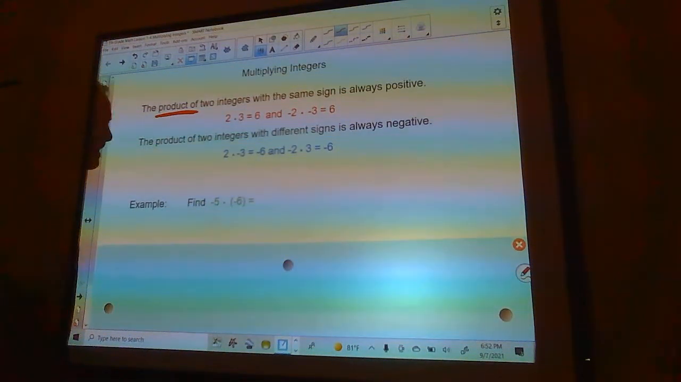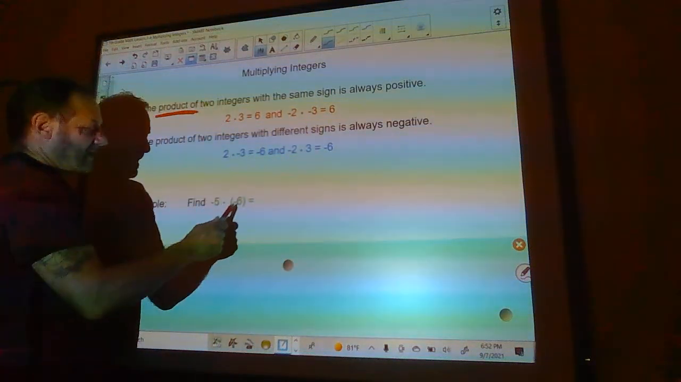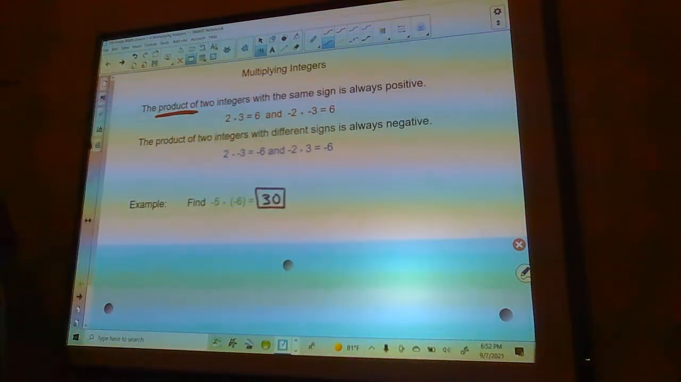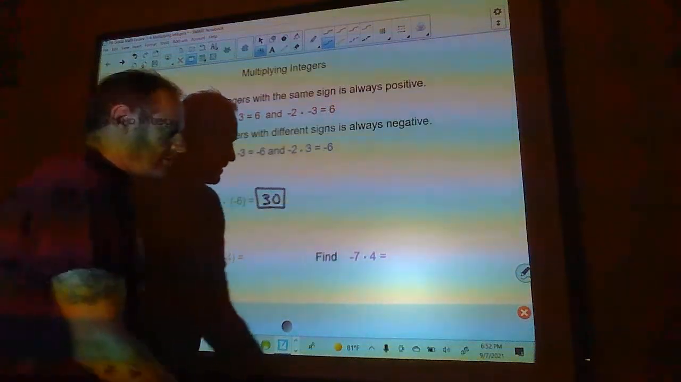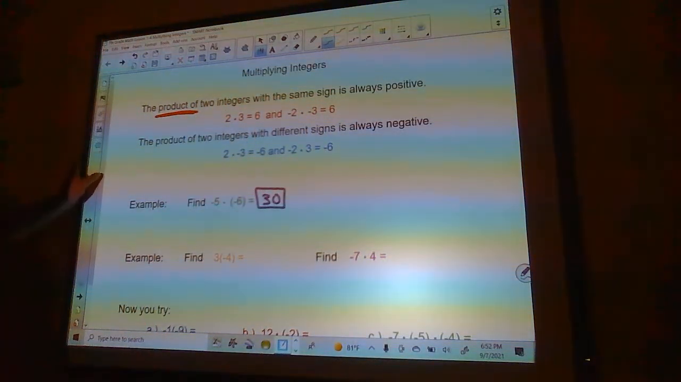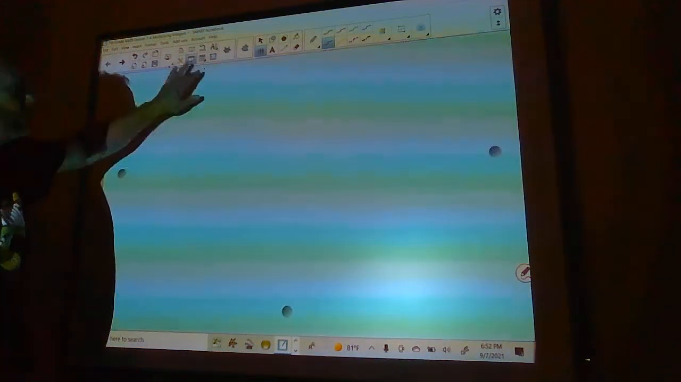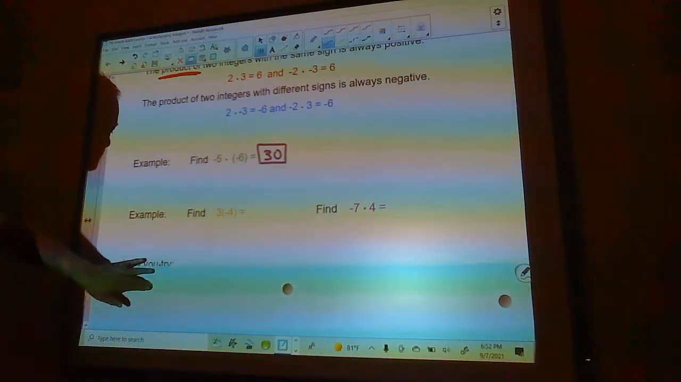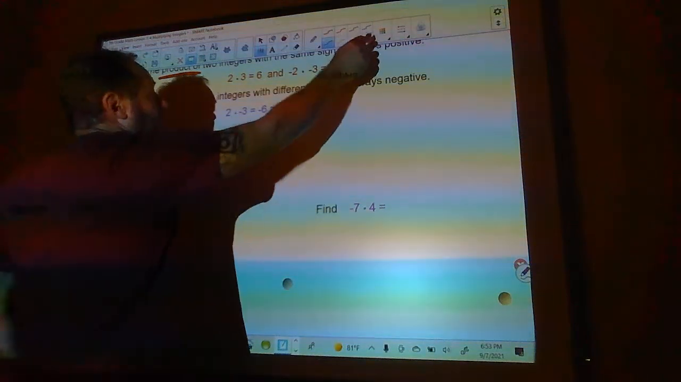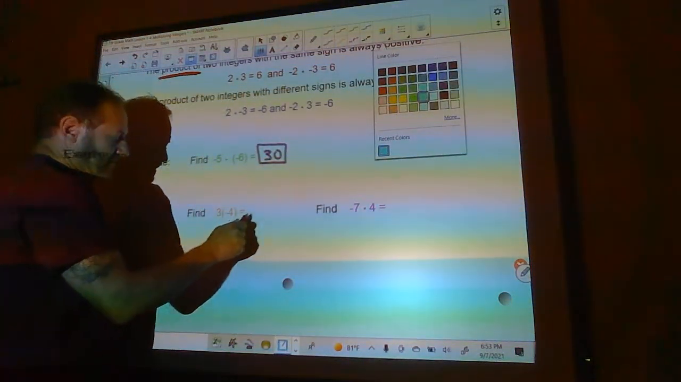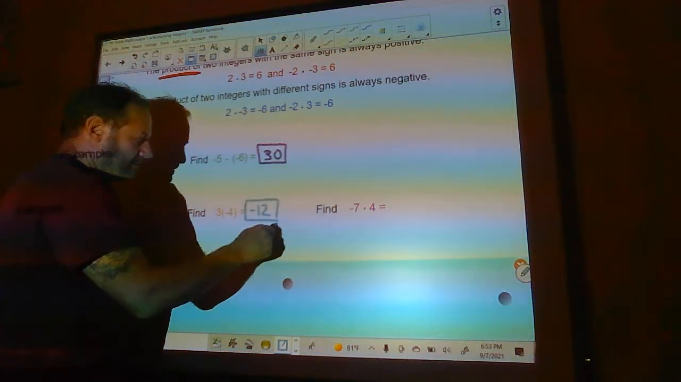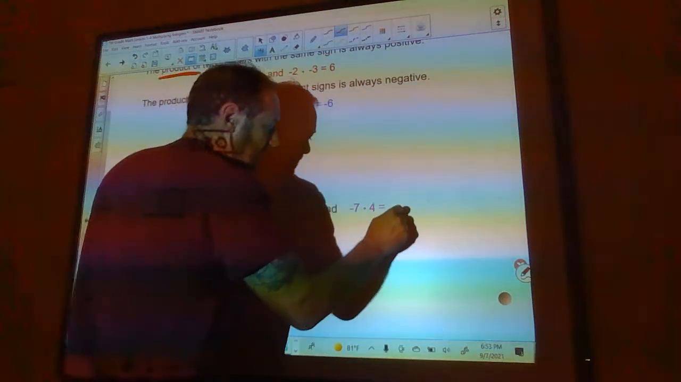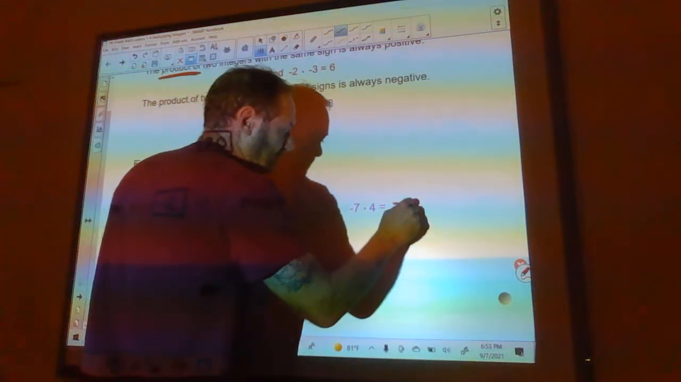So find negative 5 times negative 6. Well, pretty simple. A negative times a negative is a positive, and 5 times 6 is 30. Done. Not much you can really do with that one. A couple more examples here. 3 times negative 4. The answer is going to be negative because it's a positive times a negative, and 3 times 4 is 12. Negative 7 times 4 is negative because it's a negative times a positive, and 7 times 4 is 28.